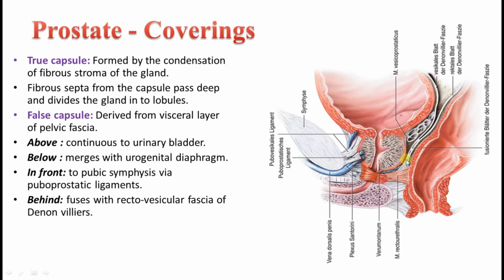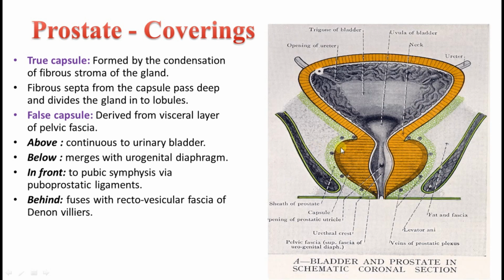Now, between the true capsule and the false capsule: the true capsule you won't be able to separate, because it tightly invests the gland, and that is different from your false capsule. Between the true capsule and the false capsule, you see the prostatic plexus of veins. The prostatic plexus of veins is present between the true and the false capsule.